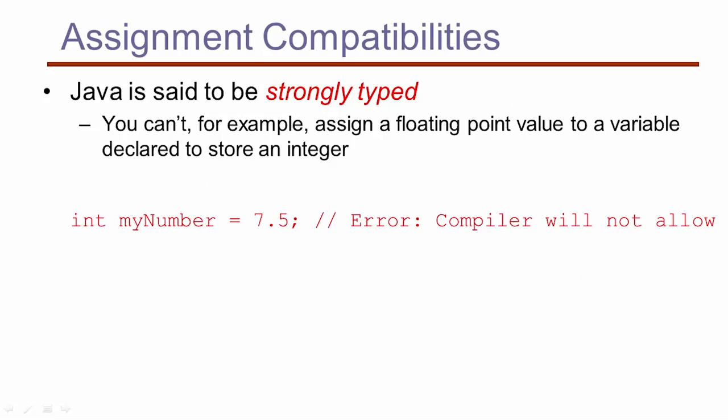Java is a strongly typed language, and thus it does not allow certain type of assignment statements if those assignment statements could potentially lose information. For example, Java will not allow you to assign a floating point value to a variable of type int, since that variable cannot store the fractional part of the value, and thus information would be lost.